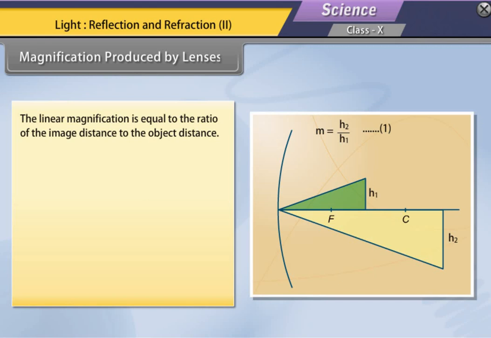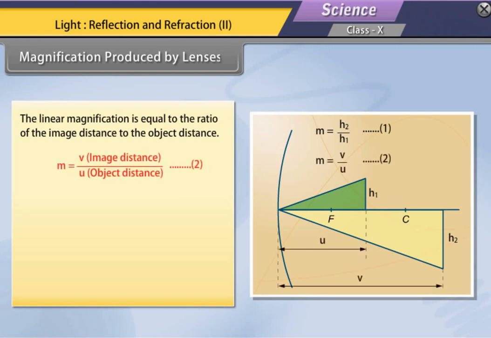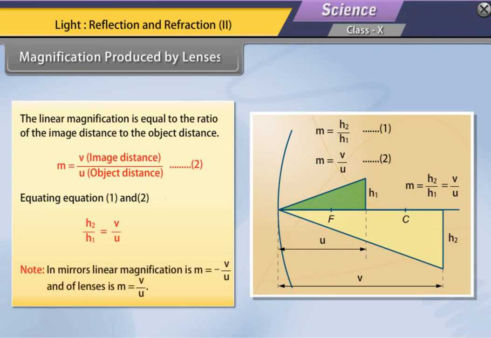The linear magnification is equal to the ratio of the image distance to the object distance. M is equal to v, image distance, upon u, object distance, which is equation 2. Equating equation 1 and 2, h2 upon h1 is equal to v upon u. Note, in mirrors, linear magnification is M is equal to minus v upon u, and of lenses is M is equal to v upon u.